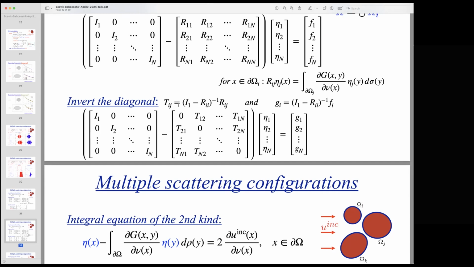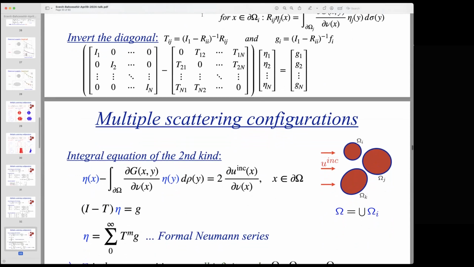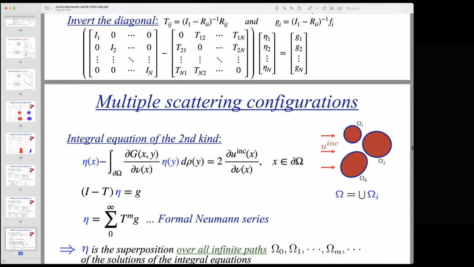So R_ij is mapping the solution from the boundary of the jth obstacle to the boundary of the ith obstacle, and then with this inverse, you are solving the scattering problem, right? G_i is the solution of this, which must again be I_i minus R_ii inverse F_i. G_i is the solution of the scattering problem as if the only obstacle in the medium is the ith obstacle.